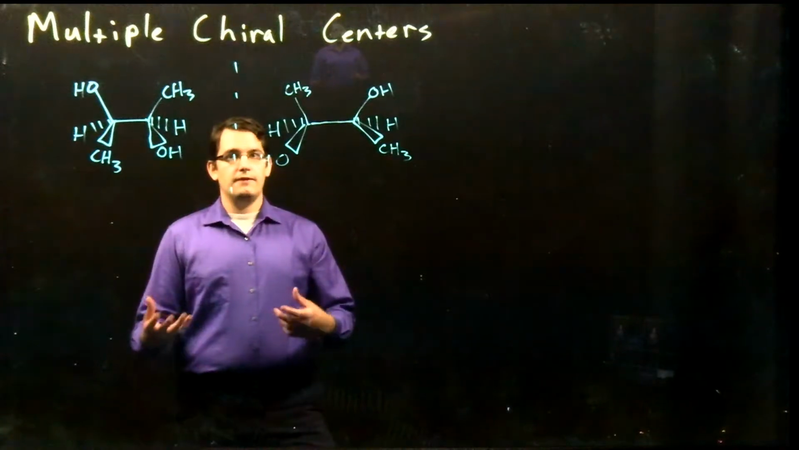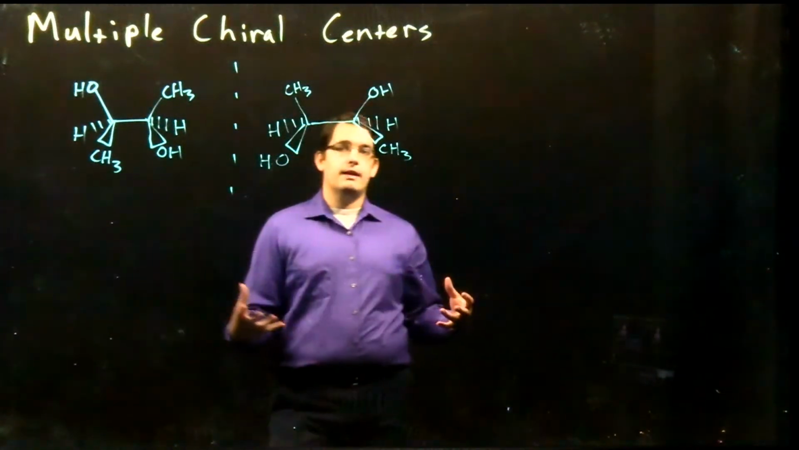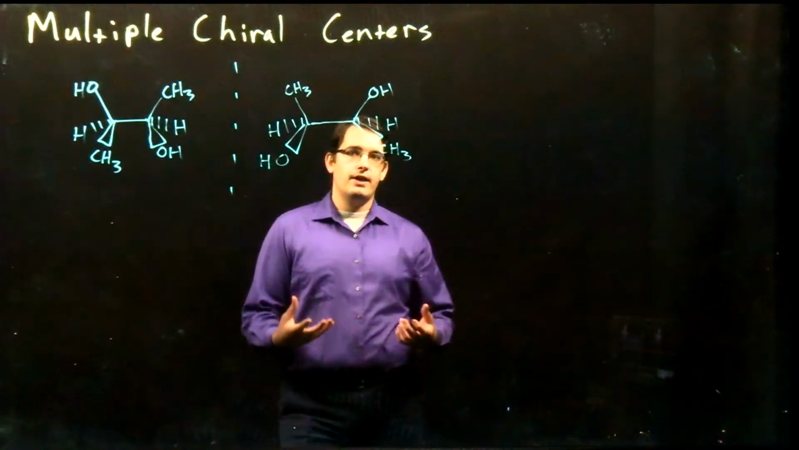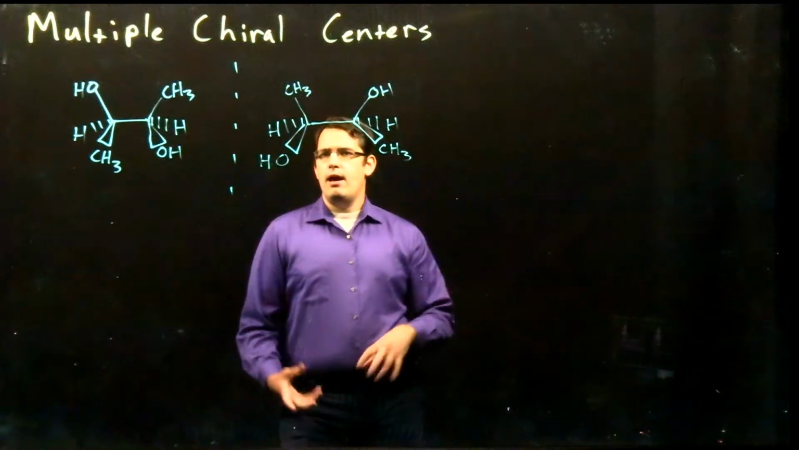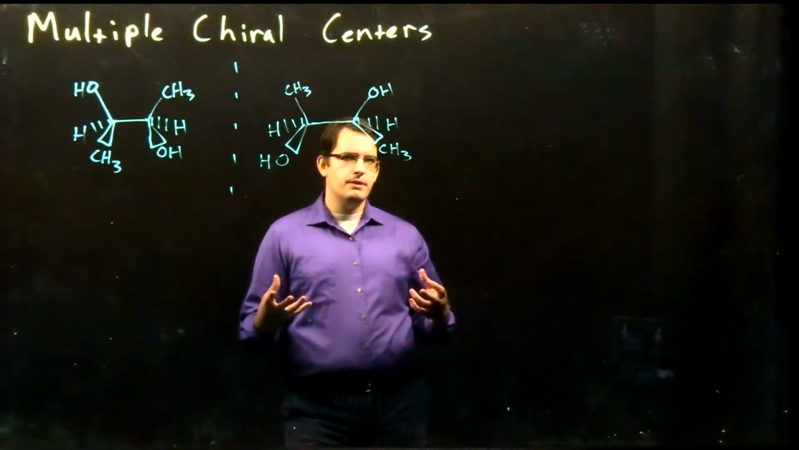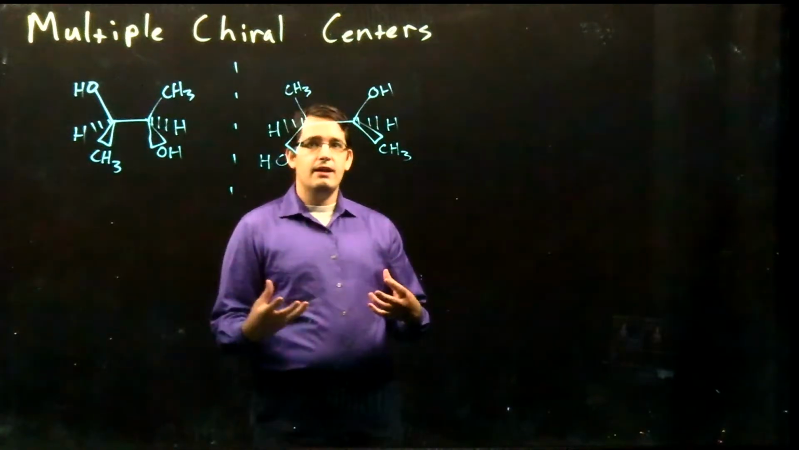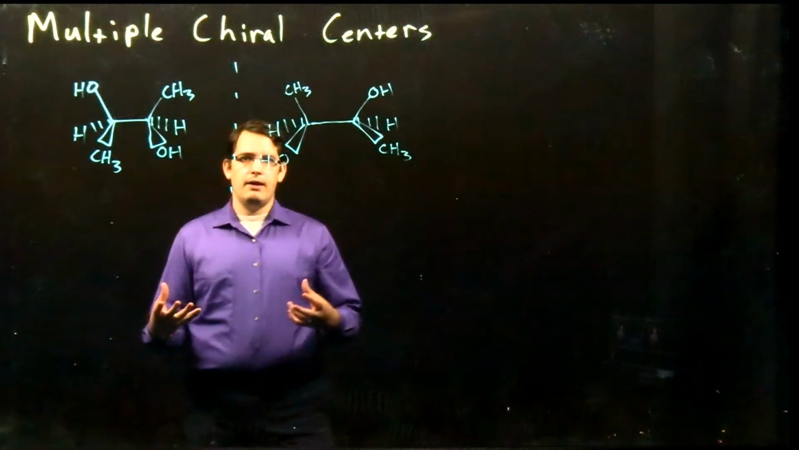For small molecules like sugars, we'll often have a handful of chiral centers. For large molecules like proteins, you might even have hundreds of chiral centers in one molecule. So, what do we do when we have multiple chiral centers? Do we still have enantiomers? How many enantiomers would we have then for a molecule with multiple chiral centers?